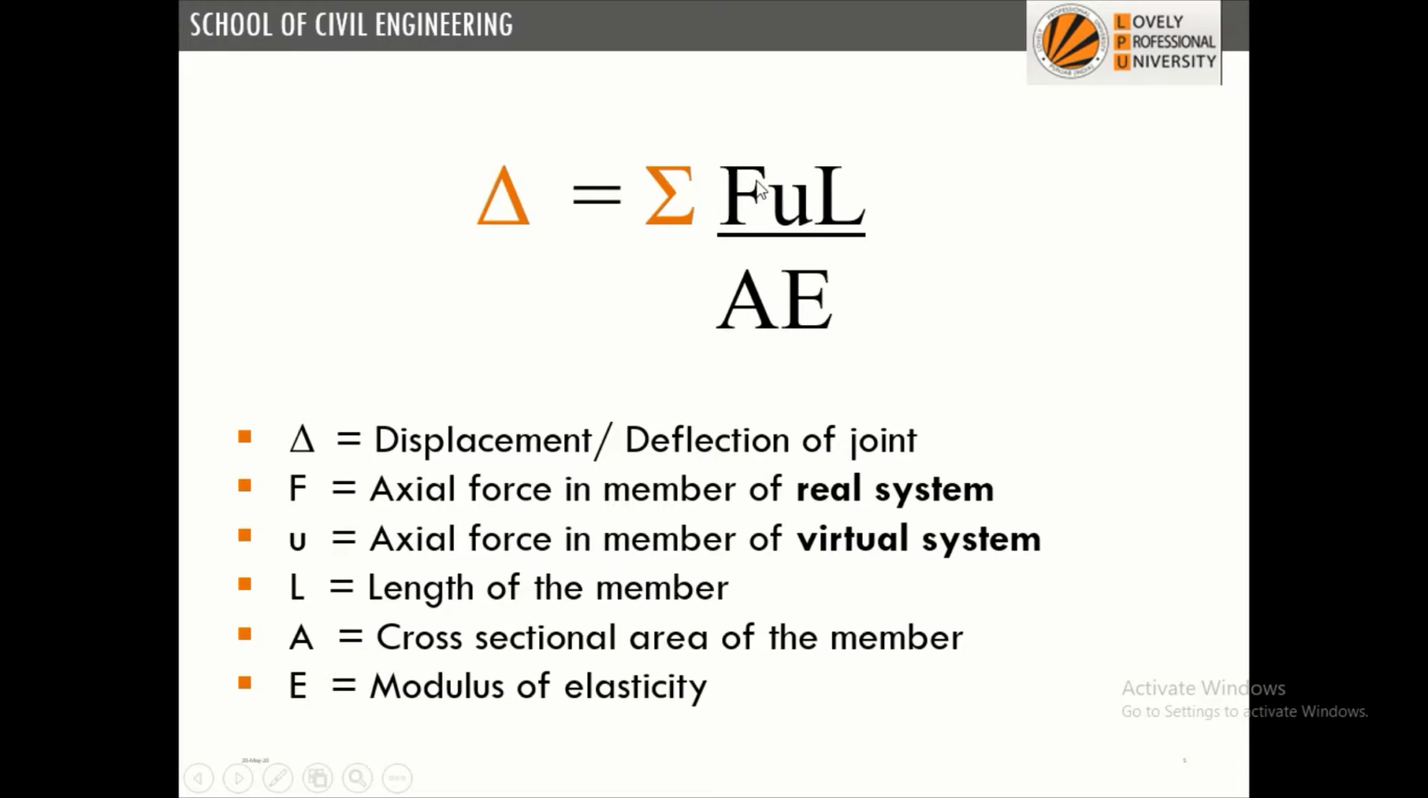As you know, pin jointed frames, that is trusses, are essentially axially loaded members, because of which there will be no bending or shear in the member, only axial force. So we are using the formula for strain energy for axial load, that is PL upon AE. Based on that energy concept, we have this formula where F is the axial force in the member in the real system and small u is the axial force in the virtual system.